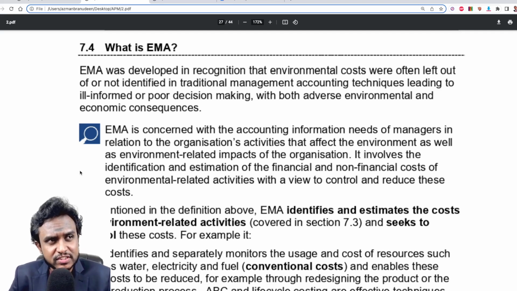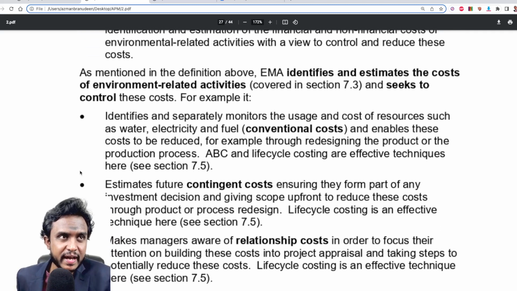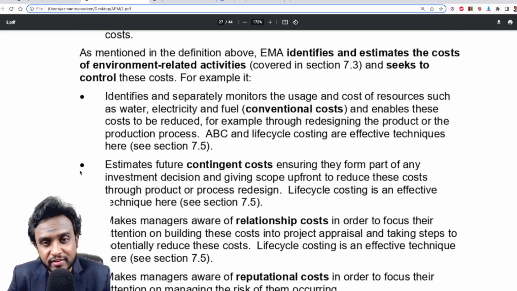It involves the identification and estimation of financial and non-financial costs of environmental related activities with a view to control and reduce these costs. So one big part of that is classifying your environment related costs and then reducing them, maximizing efficiency, minimizing the loss, and making sure that you're extracting the maximum amount of value you can with the environment related costs that you are incurring. So EMA essentially identifies and estimates the costs of environment related activities and seeks to control these costs.